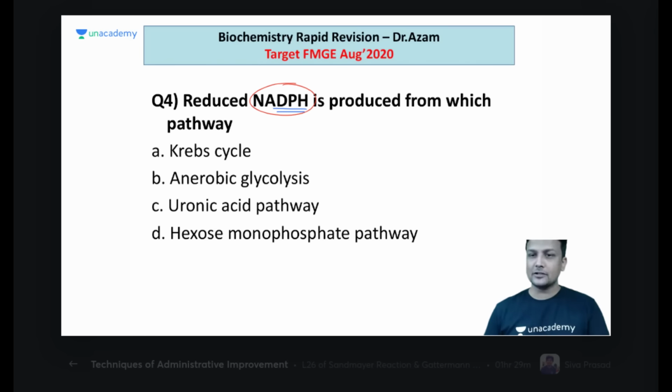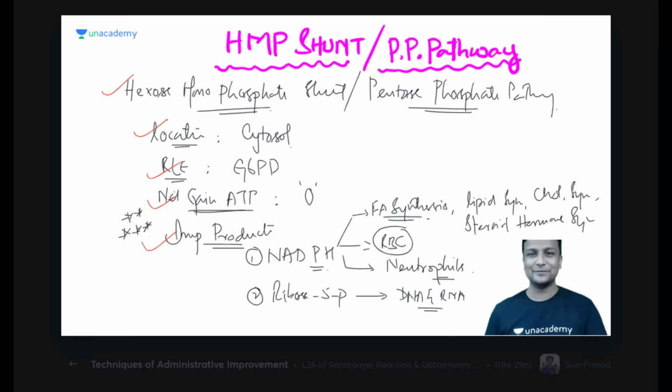Welcome back. Reduced NADPH is produced from which pathway? It is by the HMP shunt. Done, done, done.